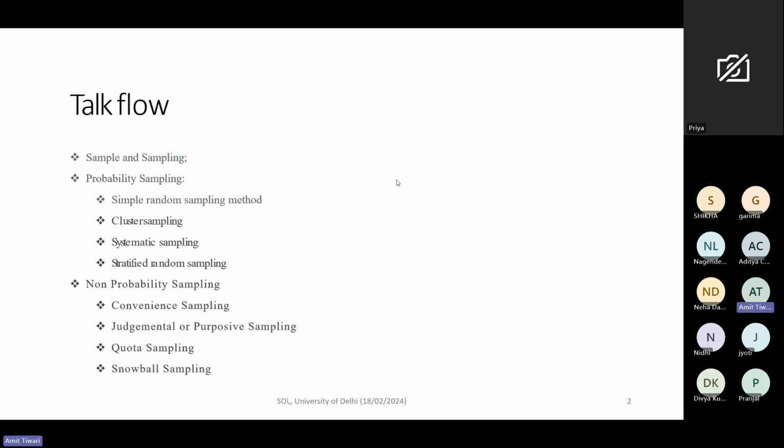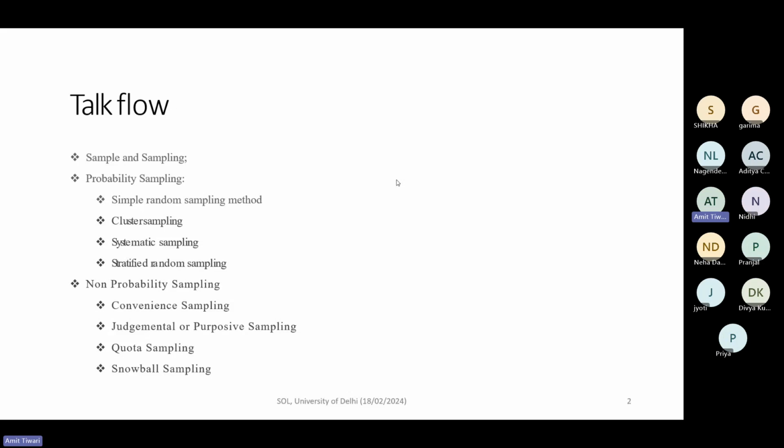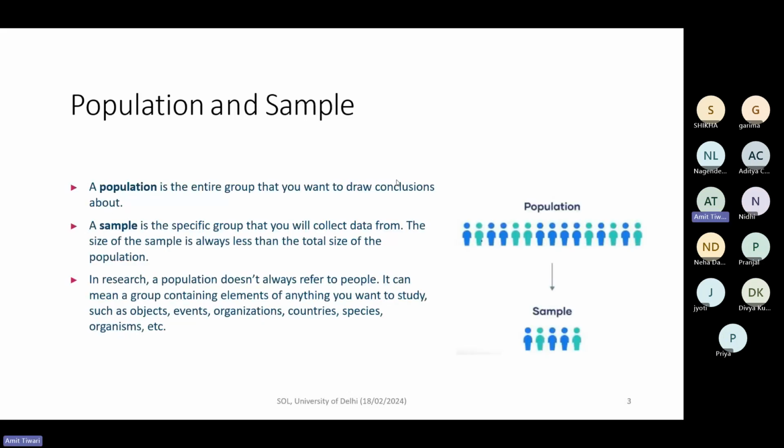Sample and sampling techniques we have already covered a bit. Then probability sampling techniques also we have discussed a bit. In that, simple random sampling we have discussed. Today we will discuss cluster sampling, systematic sampling, stratified sampling, and some other sampling techniques. Those are non-probability sampling: convenience sampling, judgmental or purposive sampling, quota sampling, and snowball sampling. I had discussed these in the previous class, so I will just briefly go through it.